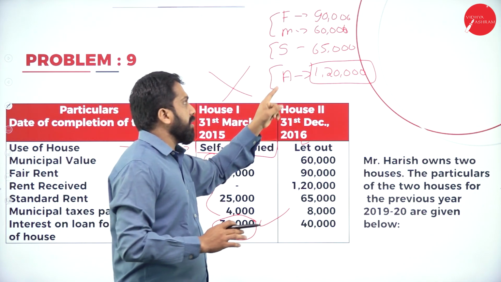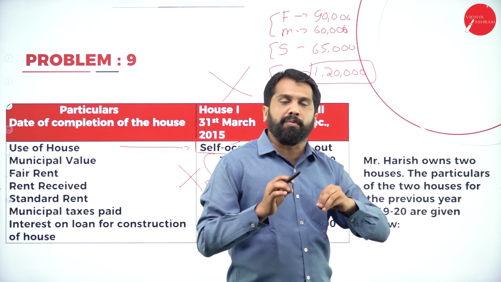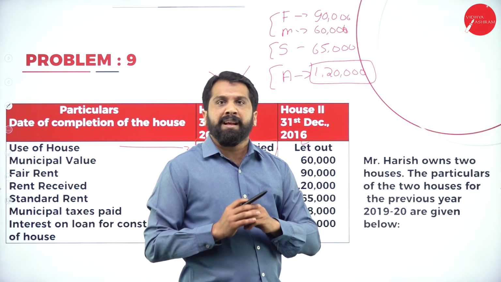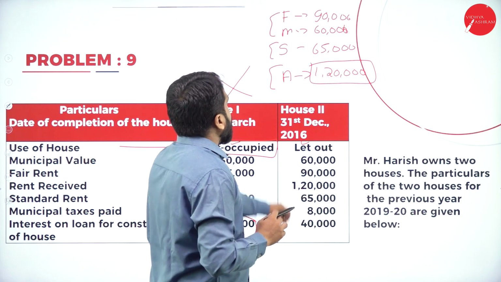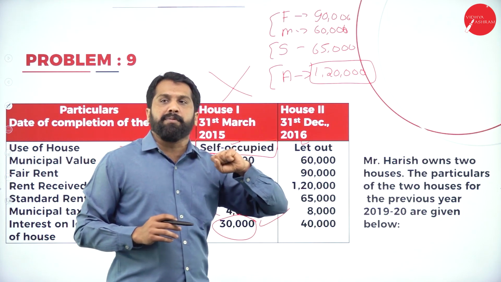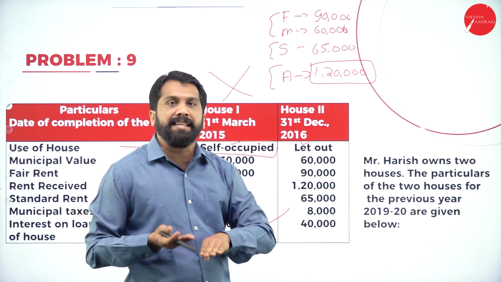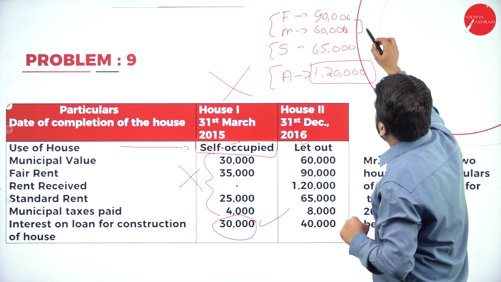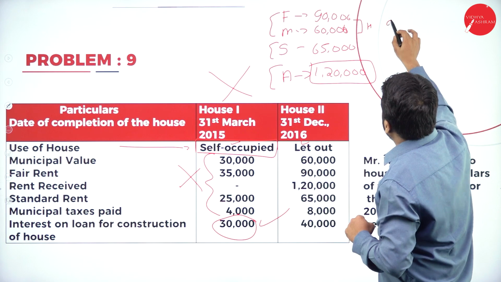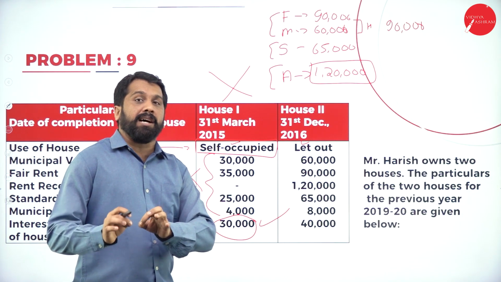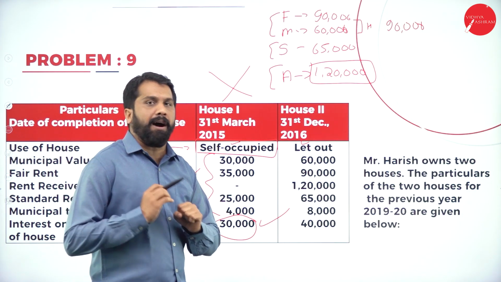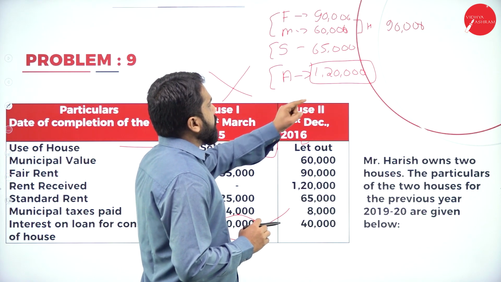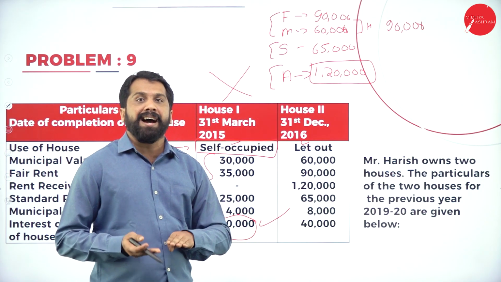Directly you can go for your actual rent, but also we will do your calculation. Now, as per this, fair value or municipal value, whichever is higher. Now, in this, 90,000 or 60,000, whichever is higher. As per this, 90,000 is the higher value. So we have considered 90,000, which is higher.